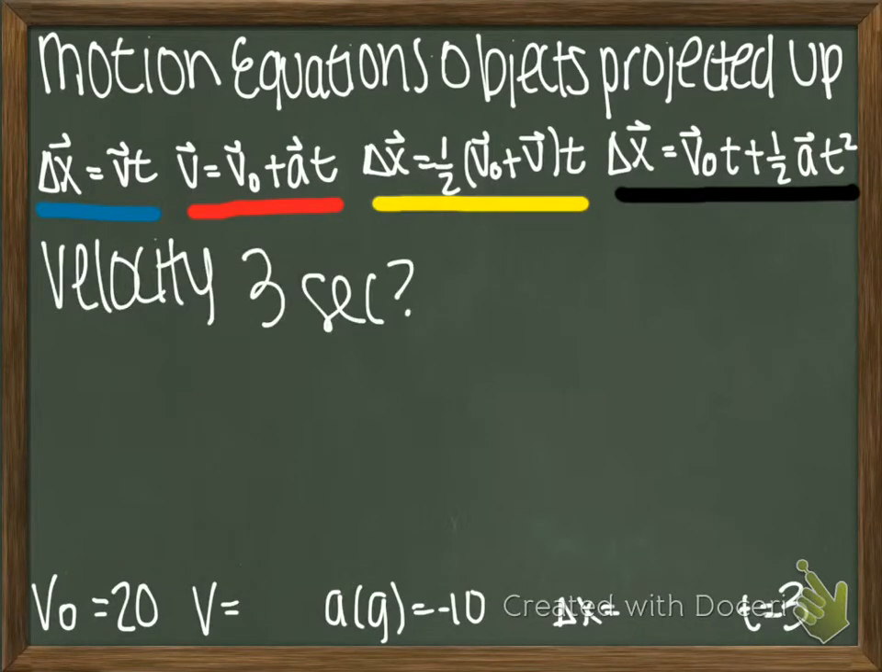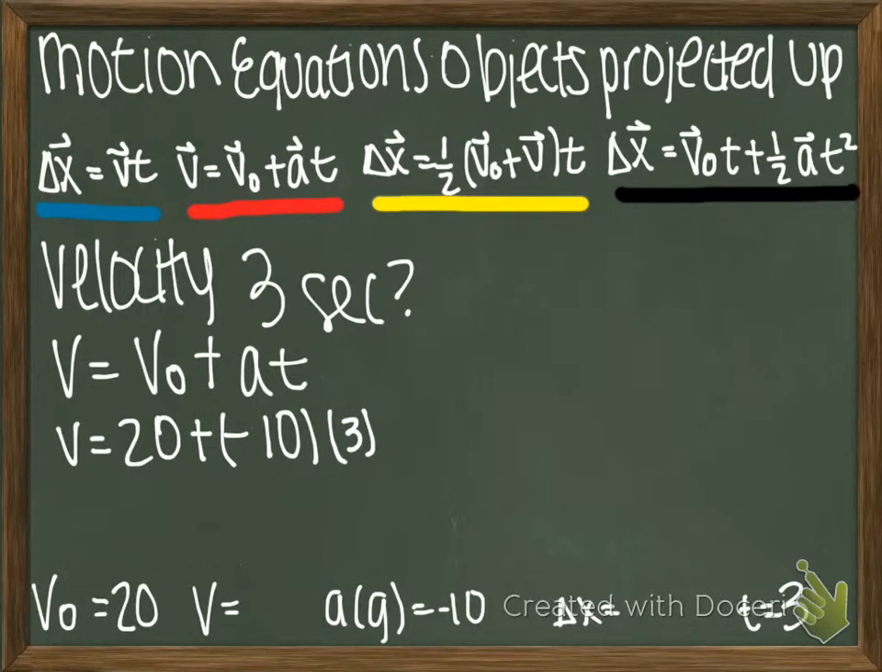Now it's time to solve for the velocity after 3 seconds. So we know that the initial velocity is 20. For this question, we're going to use the equation that says v equals v naught plus at. Since we found the initial velocity in the first part of this question, it is helpful to plug into this equation.